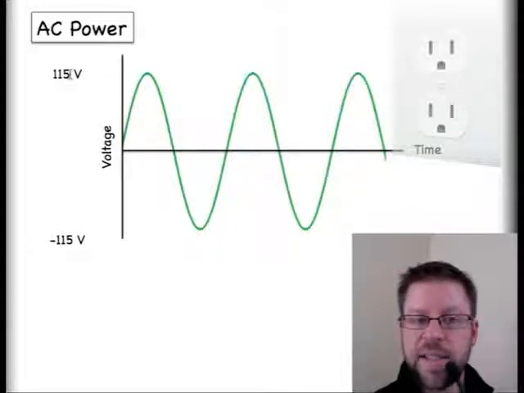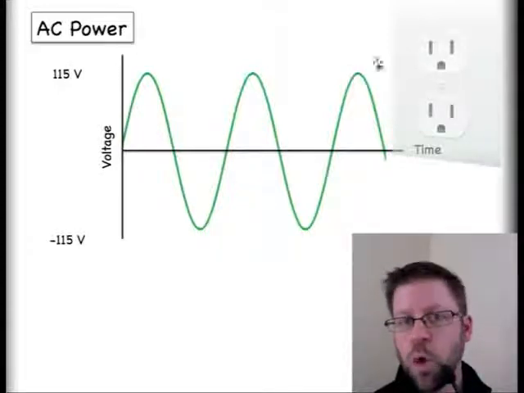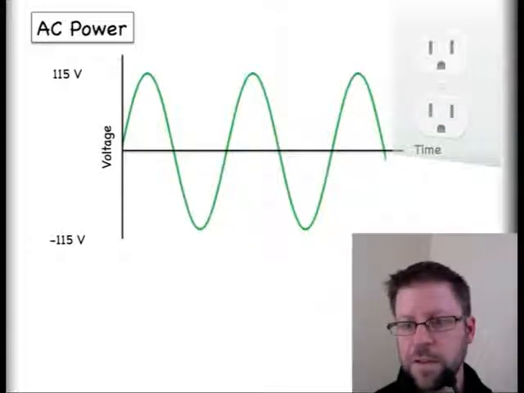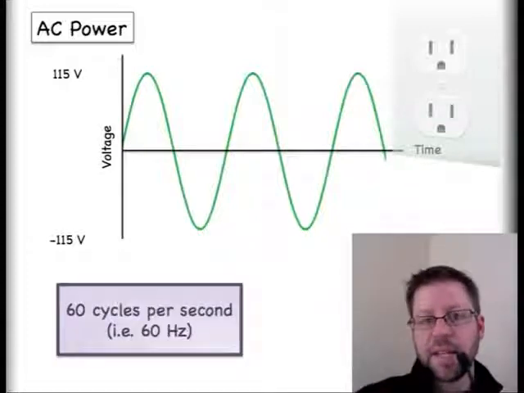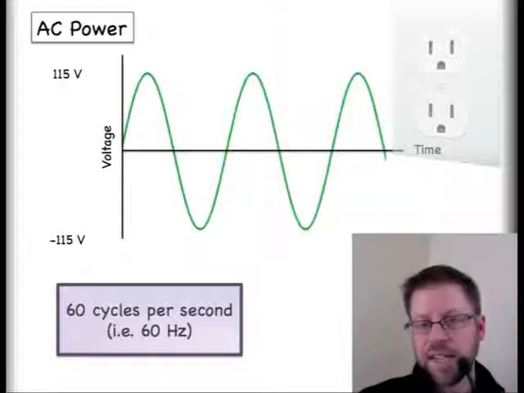Again, in the United States, we have 110 volt wall sockets. In practice, that might mean that we're about 115 volts up here and negative 115 volts down there. As I mentioned before, we're looking at about 60 hertz in the United States. I think it's something like 50 hertz in the UK, though probably shouldn't quote me on that.